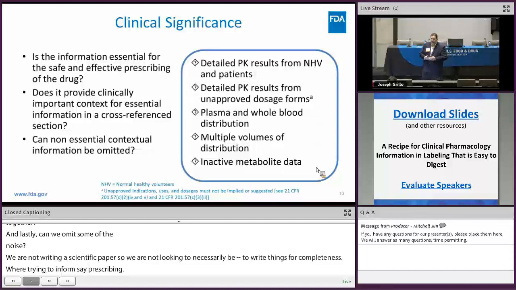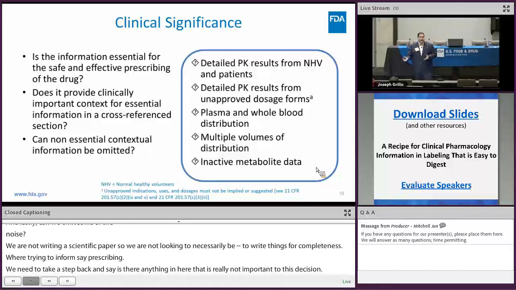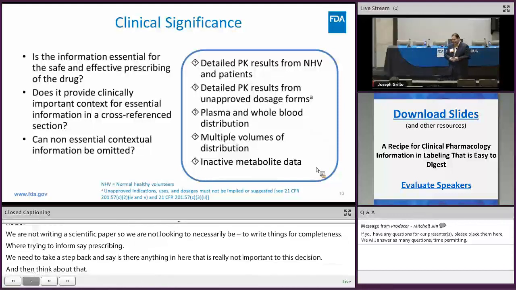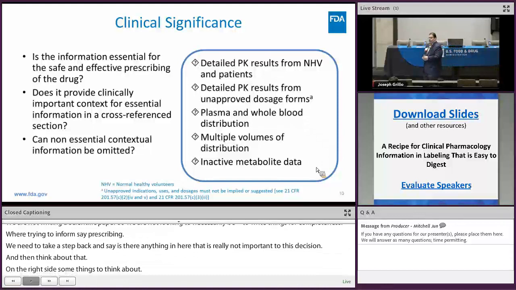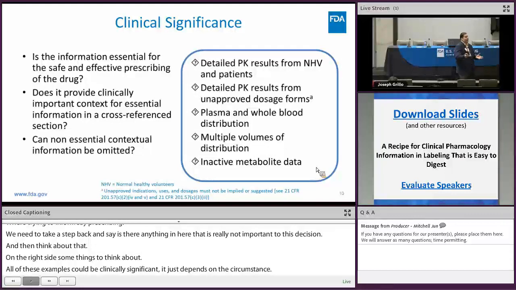So on the right side, I just give some things to think about. Now, all of these examples could potentially be clinically significant. It just depends on the circumstances. That's why, again, I say it comes down to being a review decision. But one thing to think about is if we have pharmacokinetic information from healthy volunteers as well as patients, sometimes we'll see them both put in labeling. There's no clear reason why.